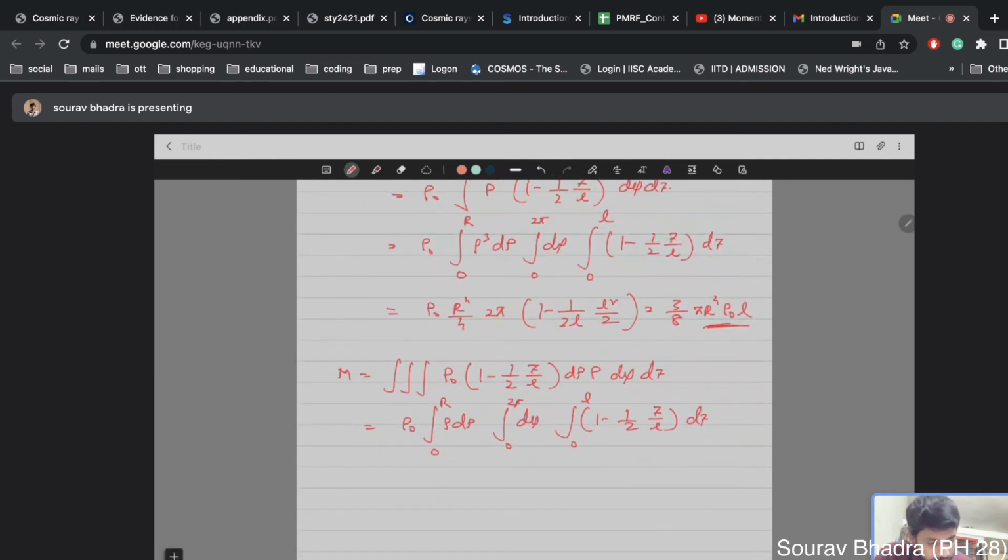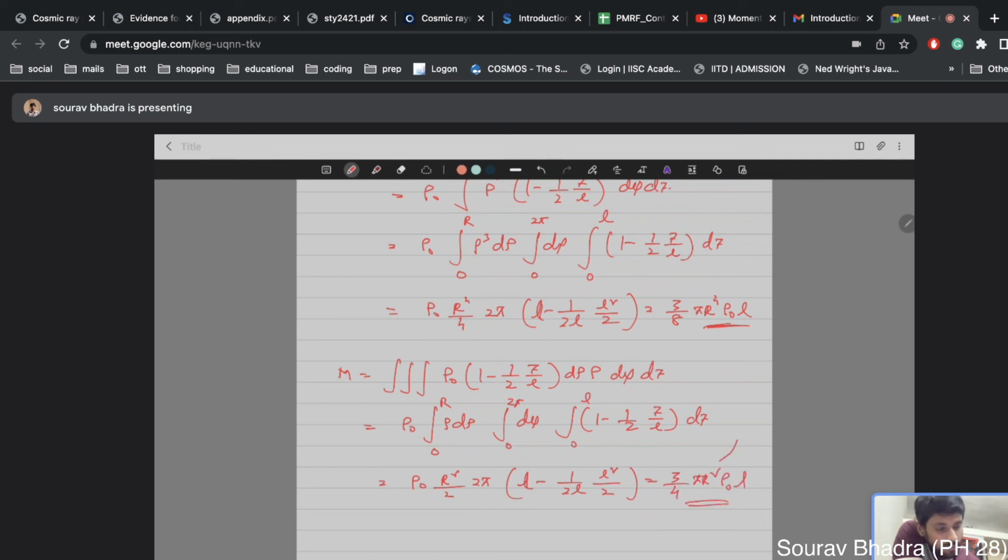If you calculate this, I am not doing it, you will get a result like 3 by 4 pi r square rho 0 L. Okay, one step I should write, you verify it. It will come like this, L minus, oh just a second, it was L, L minus. As I am not doing this, there may be a mistake. So this will give you 3 by 4 pi r square rho 0 L.